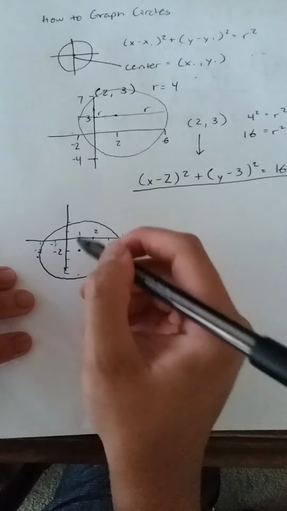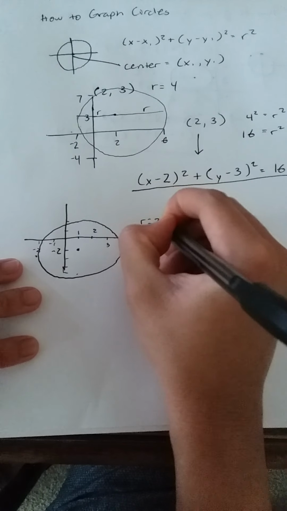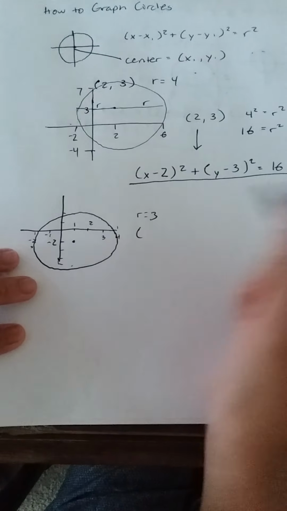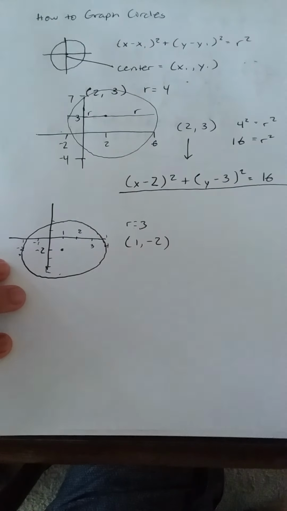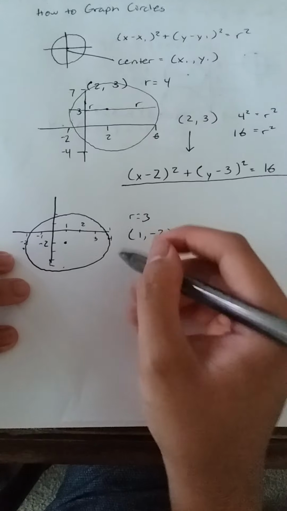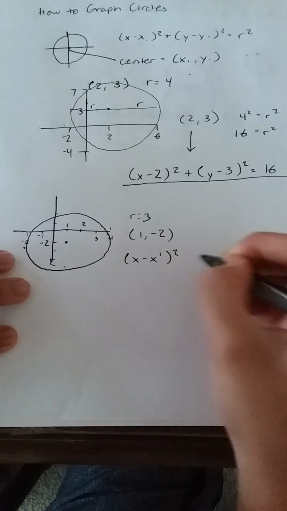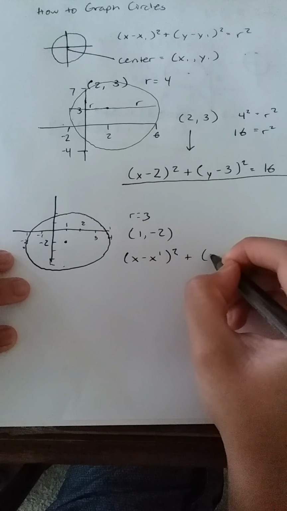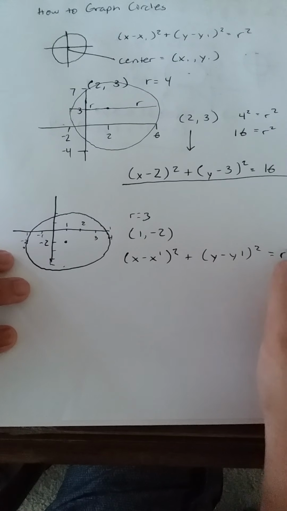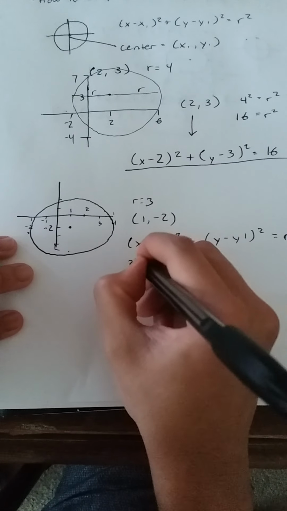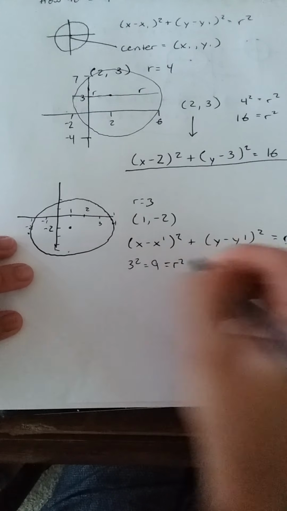So now we can see the radius is 3, r equals 3. The center of the circle is at 1, negative 2. So then again we go back to our standard equation, (x minus x1) squared plus (y minus y1) squared equals r squared. So 3 squared equals 9. So that's r squared is 9.